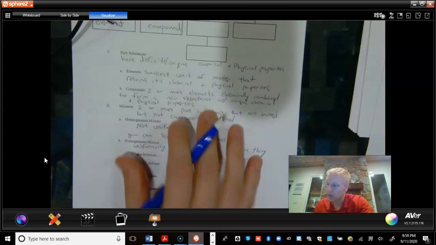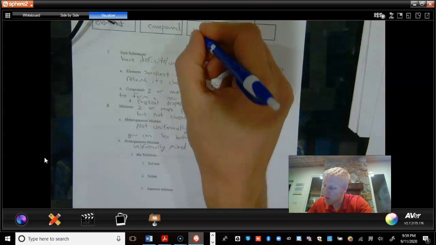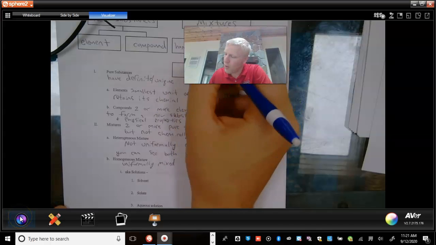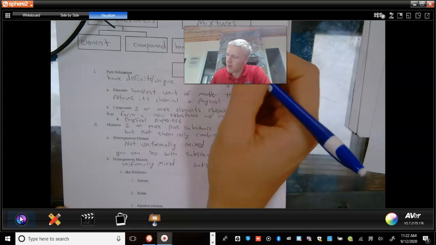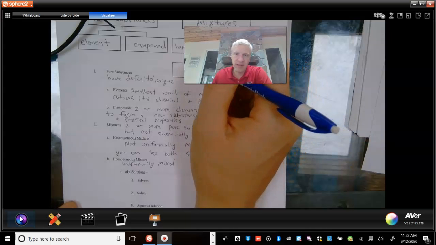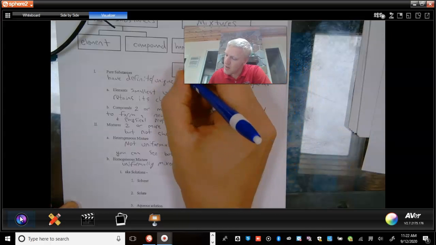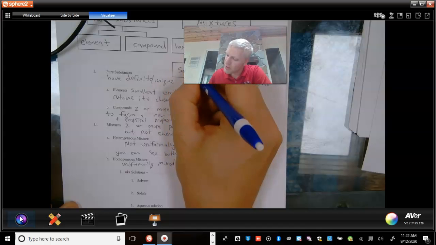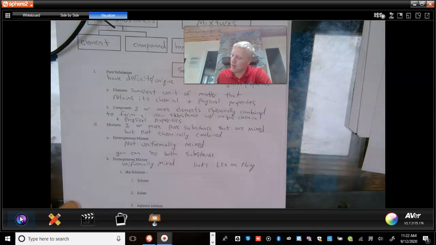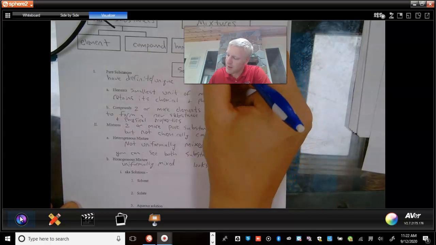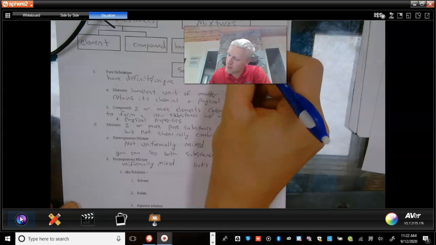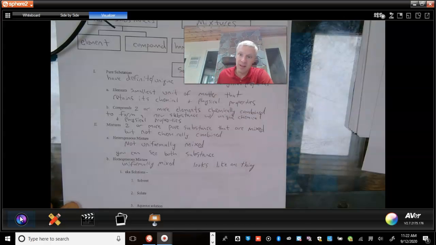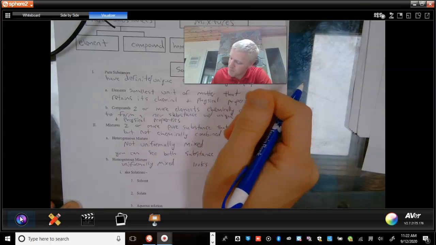All right, so what we got? Mixtures are homogeneous. And another word for homogeneous mixture is a solution. So solutions are homogeneous. And the other mixture is heterogeneous. That would be like pepperoni pizza, where you can see the different parts of the mixture.